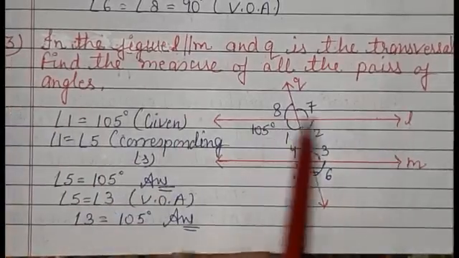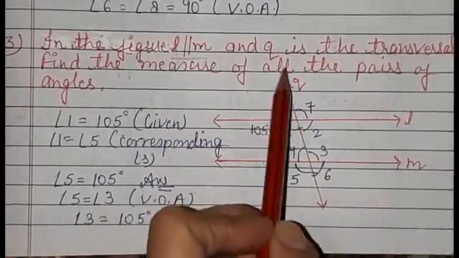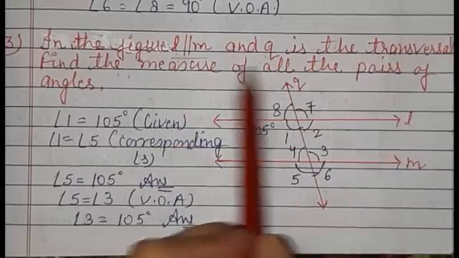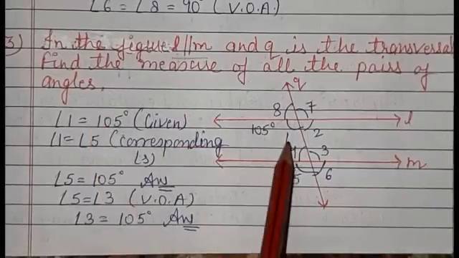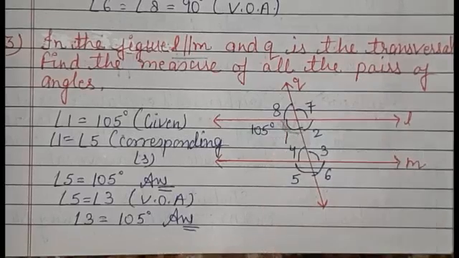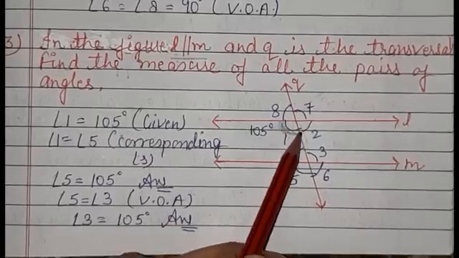In the figure, L and M are parallel lines. L parallel to M and Q is a transversal. Find the measures of all the pairs of angles if one angle, angle 1, is given 105 degrees. Here angle 1 is given 105 degrees.